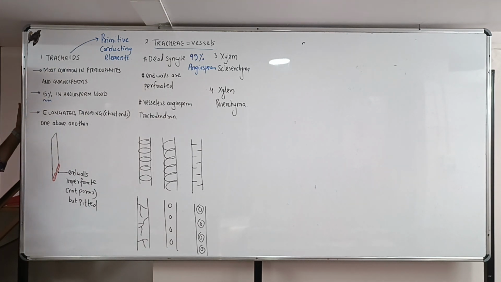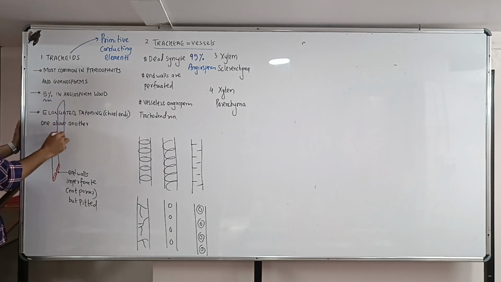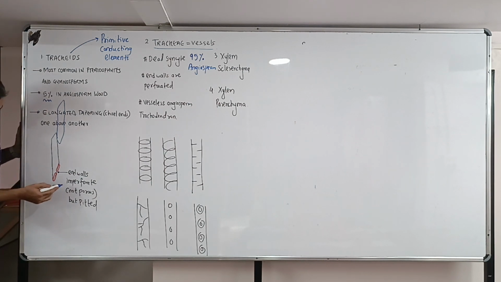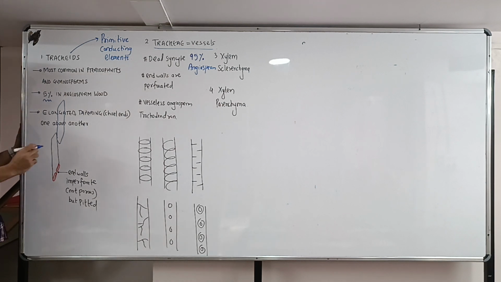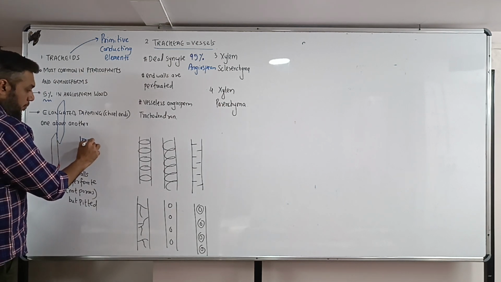If you look at these cells, can I say they're elongated cells? They're tapering towards the ends, so they are chisel-like. And they are placed one above the other. Look at the end walls, and pay attention to this point. They are imperforate. Imperforate does not mean that it is porous, but it means that it is pitted. So NCERT says that the end walls are imperforated.